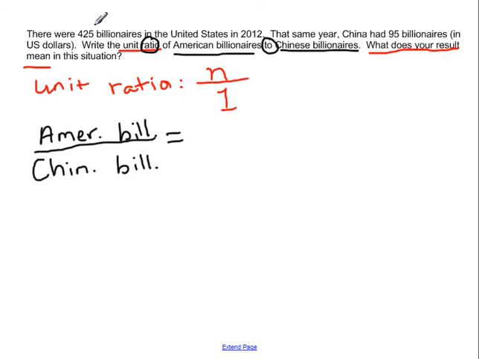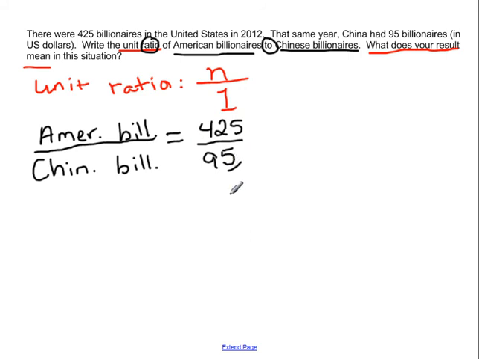American billionaires, well, there were 425 American billionaires. Chinese billionaires, there were 95. So there's my ratio, but this is not a unit ratio. Remember, they had asked me to find a unit ratio. So to find the unit ratio, basically what we're going to do is the division. We're going to take 425 and divide it by 95.